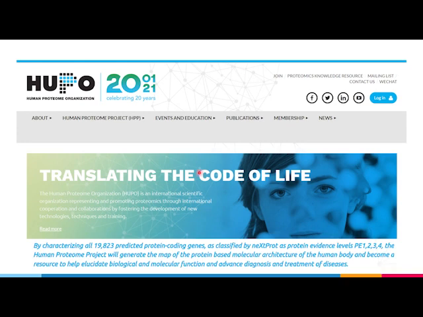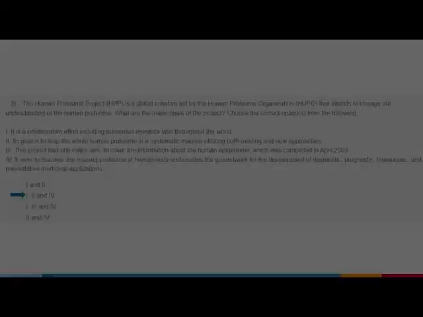This is being spearheaded by the Human Proteome Organization. And the Human Proteome Organization, if you want to know more about it, is an international scientific organization representing and promoting proteomics through international cooperation, collaboration, and by fostering development of new technologies, techniques, and training. So if you go to their site, which you can easily find online, you can essentially join HUPO directly and help out in the whole Human Proteome Project as well. So this is what exactly it is.